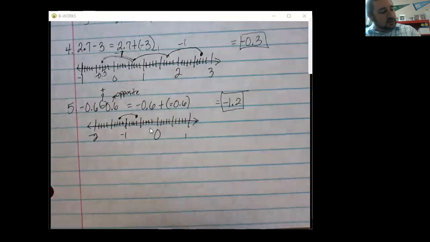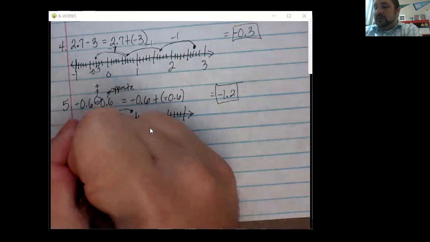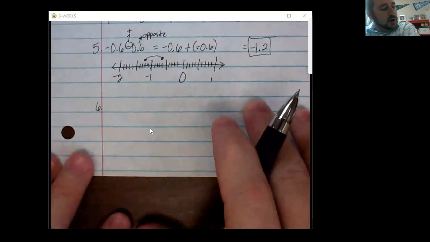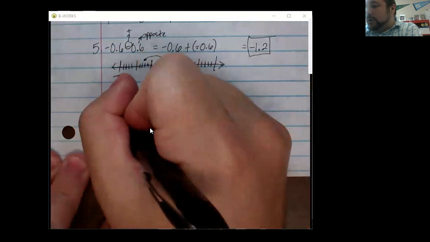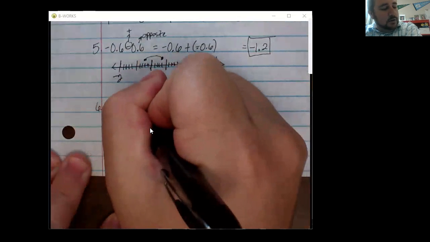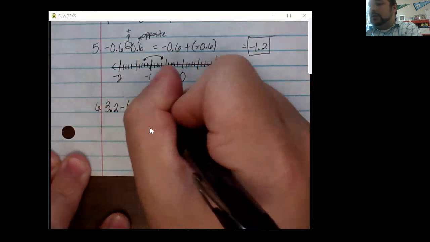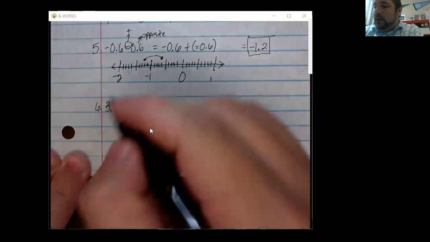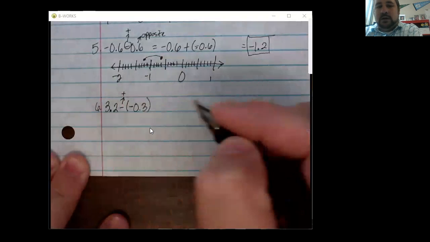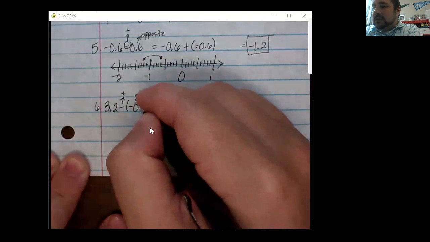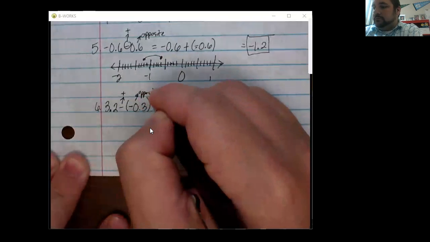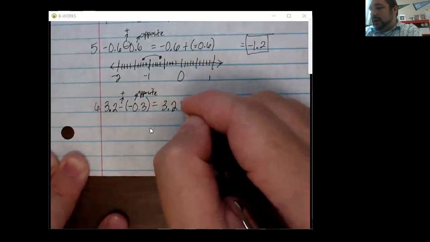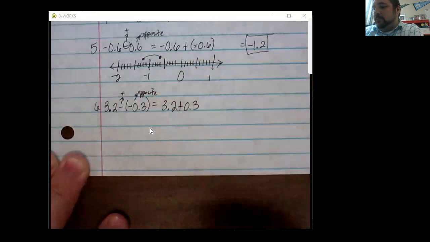All right, number 6. This is another one that we are going to, first of all, rewrite. So that's our first priority. 3.2 minus negative 0.3. So again, this one's a little easier to see that we're going to rewrite because of the double negative. We change this to a plus, and we make this the opposite. So that's going to become 3.2 plus 0.3.